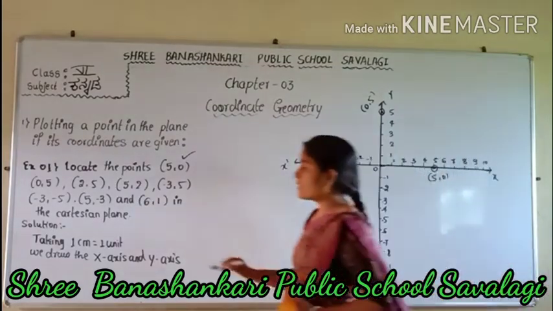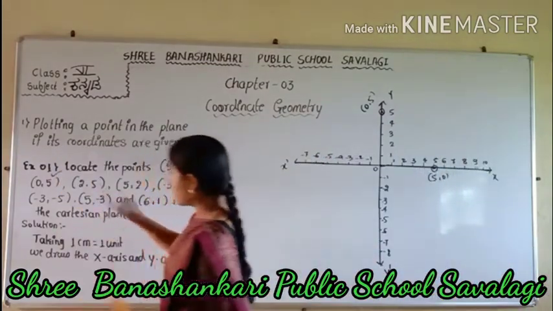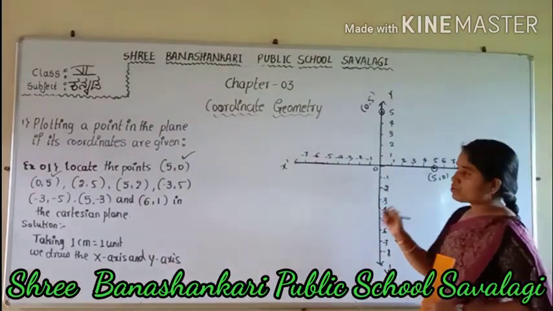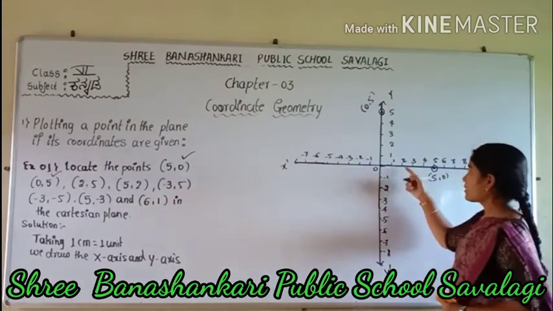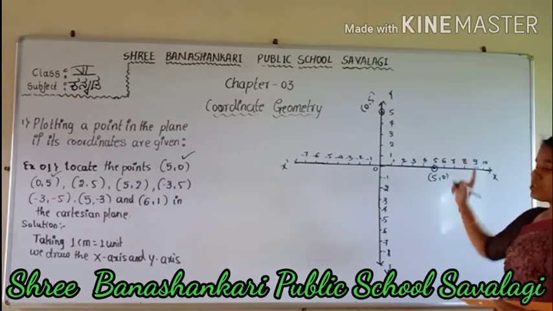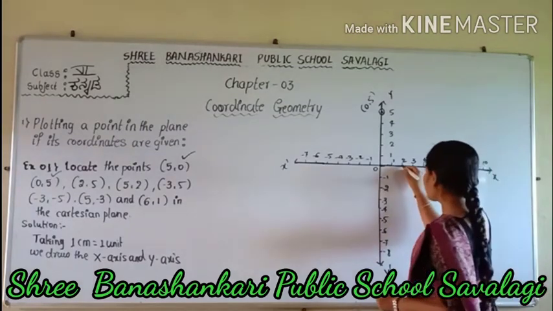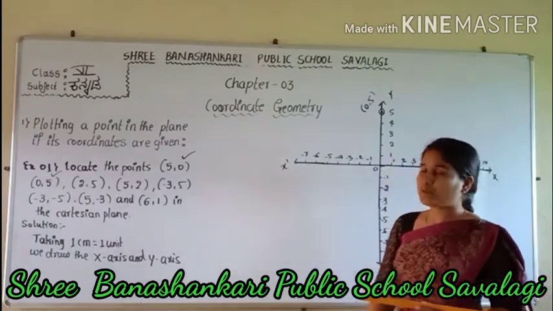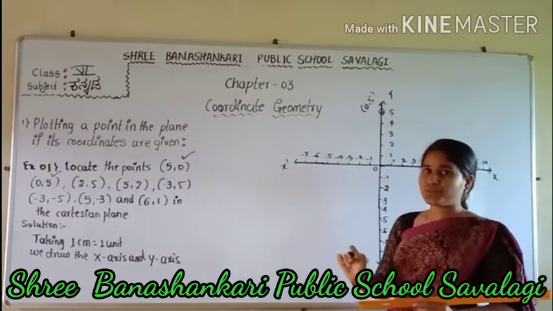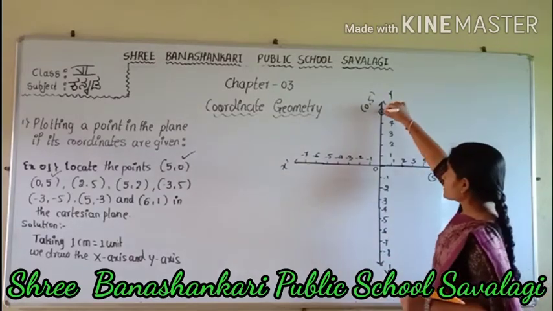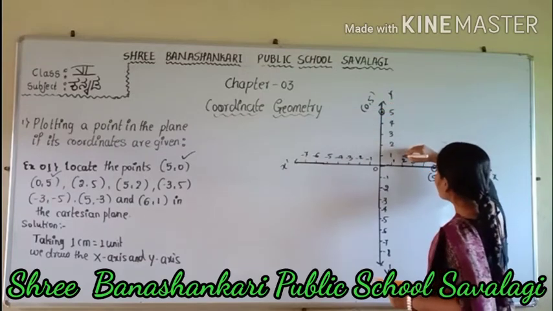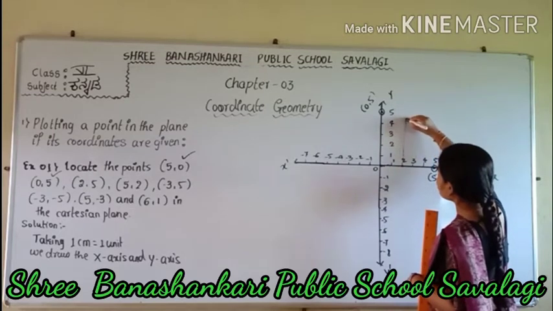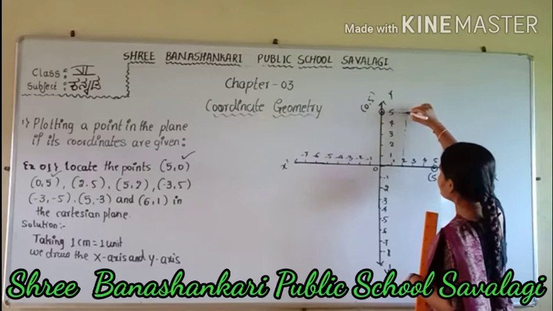And next we go for another point, with coordinates 2 and 5. Here 2 is the x coordinate, positive 2. Positive 2 means it comes in the positive direction of the x axis. The y coordinate is the positive 5. Draw the line, and where these 2 points meet, that is the location of that point.